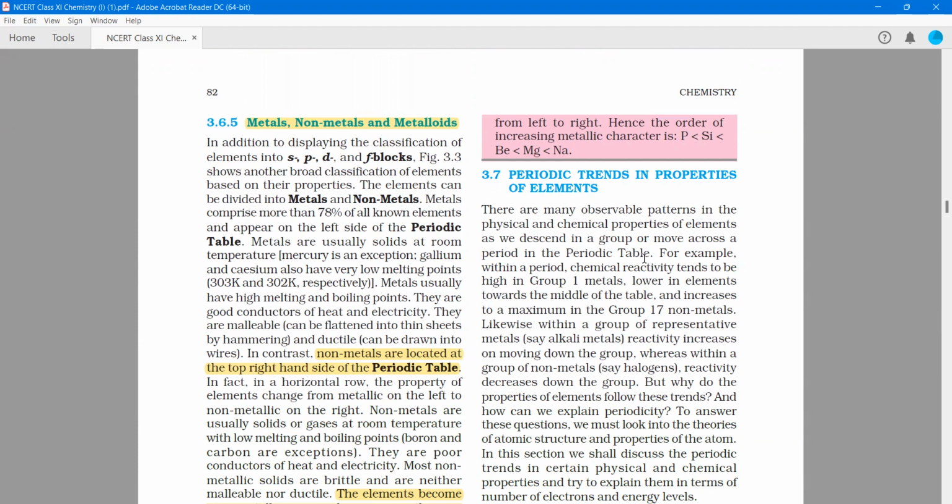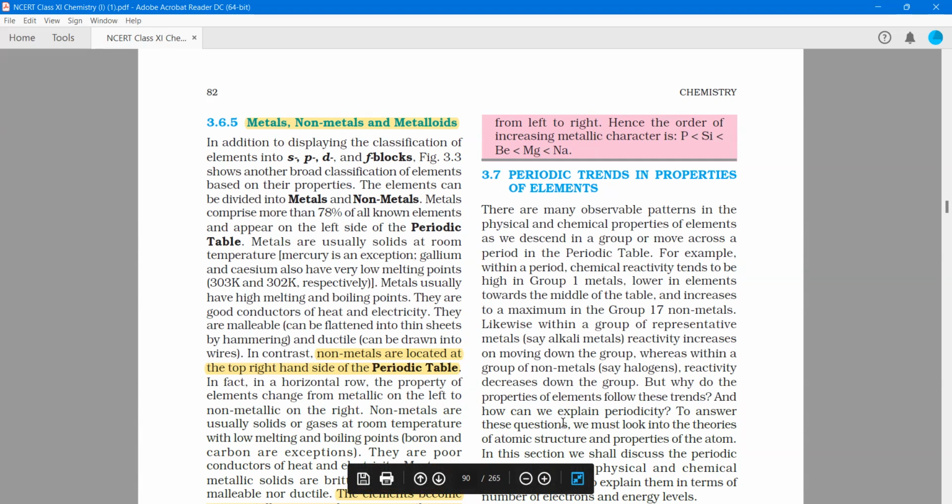For example, within a period, chemical reactivity tends to be high in group 1 metals, lower in elements towards the middle of the table, and increases to the maximum in group 17, that is the non-metals. Likewise, within a group of representative metals, say alkali metals, reactivity increases on moving down the group, whereas within a group of non-metals, say halogens, reactivity decreases down the group.